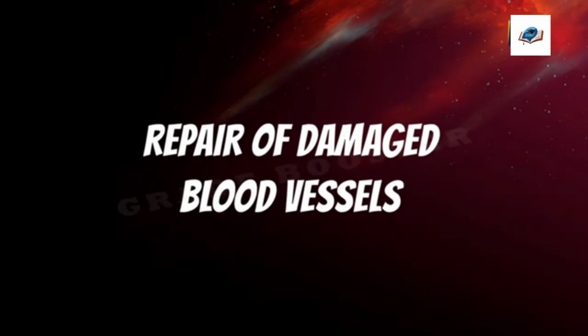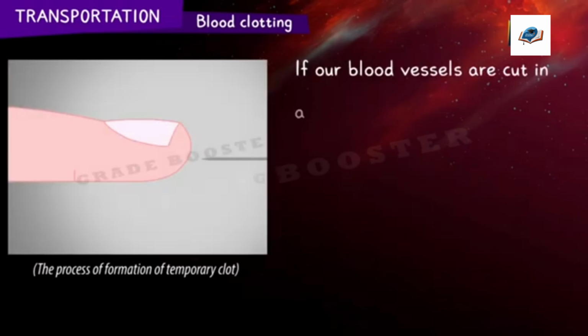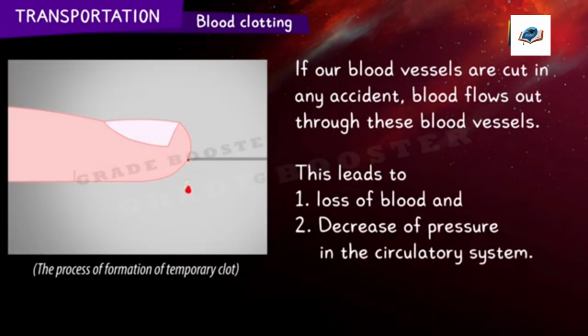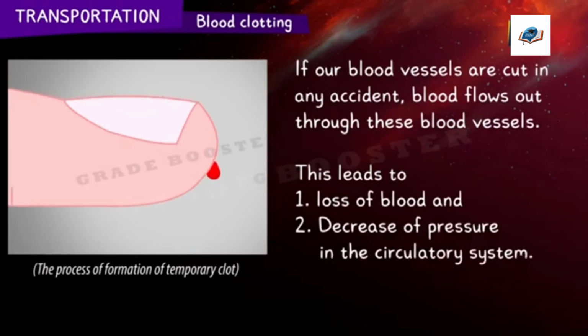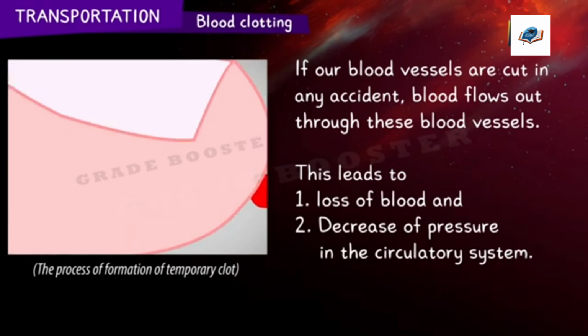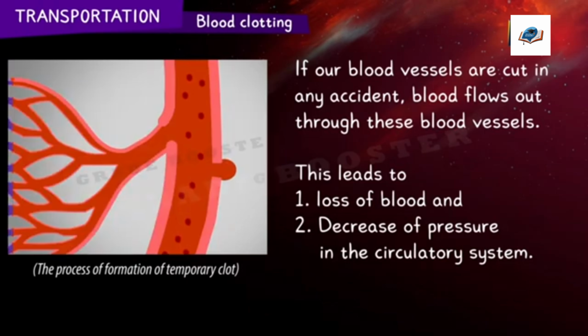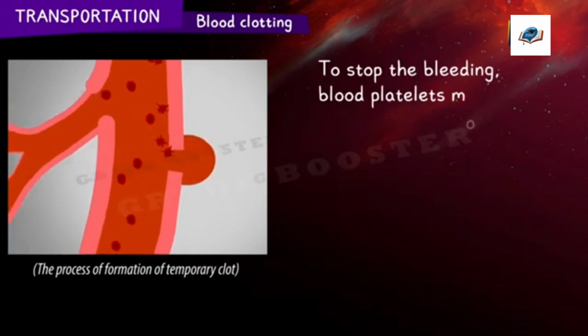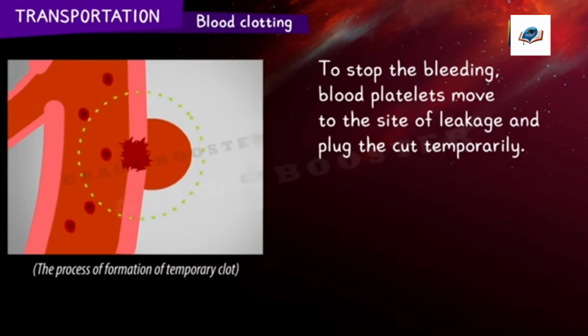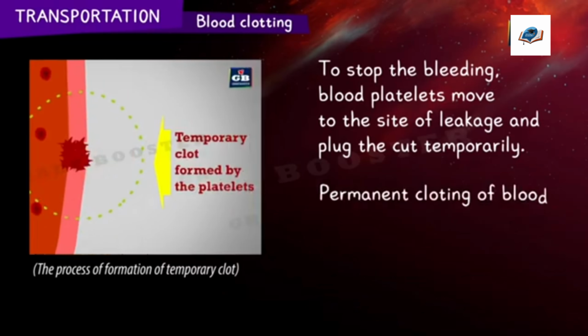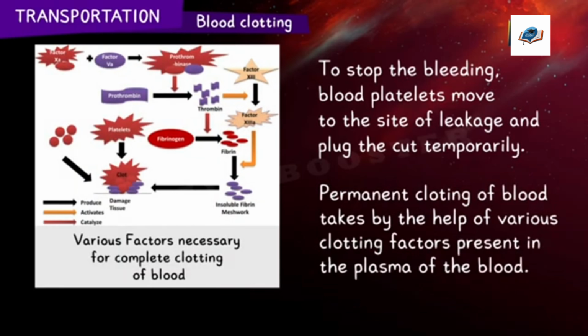Repair of damaged blood vessels. If our blood vessels are cut in any accident, blood flows out through these blood vessels. This leads to 1. Loss of blood and 2. Decrease of pressure in the circulatory system. To stop the bleeding, blood platelets move to the site of leakage and plug the cut temporarily. Permanent clotting of blood takes place with the help of various clotting factors present in the plasma of the blood.